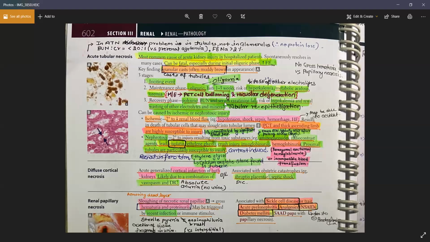BUN and creatinine will be falling. Hypokalemia, hypomagnesemia, hypocalcemia, hyponatremia. All of these things will happen. Okay, got it. These are the findings you will see.